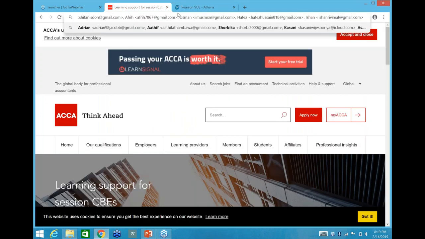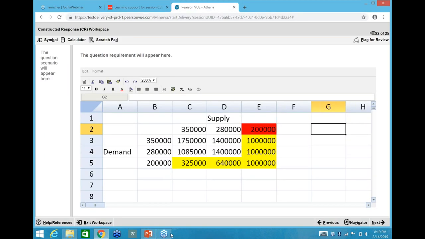paste it. Sorry, that didn't work out properly.